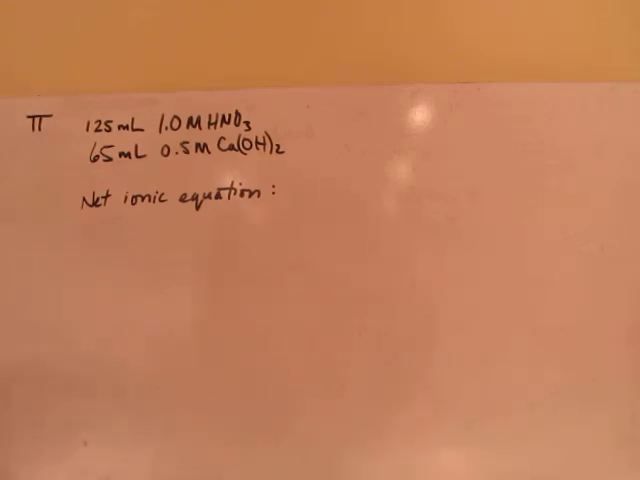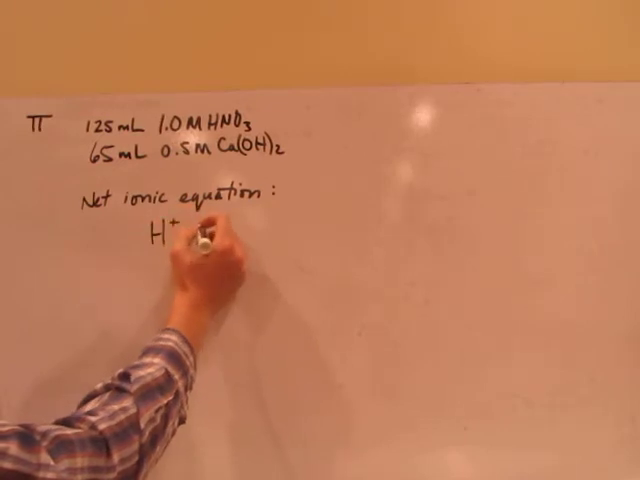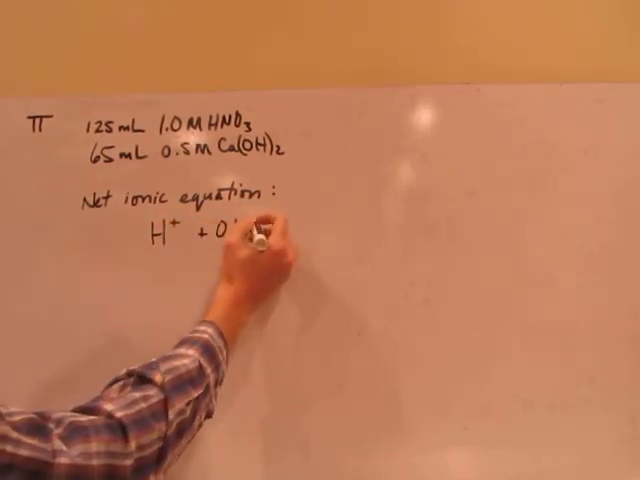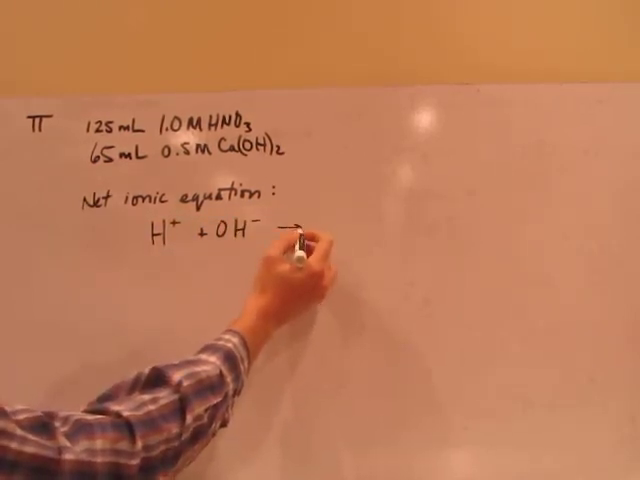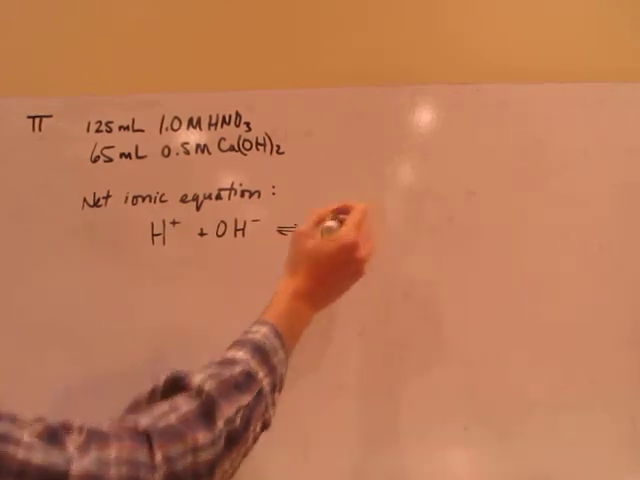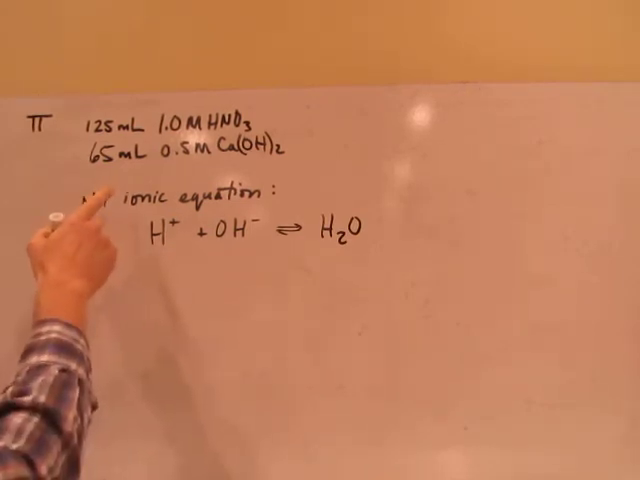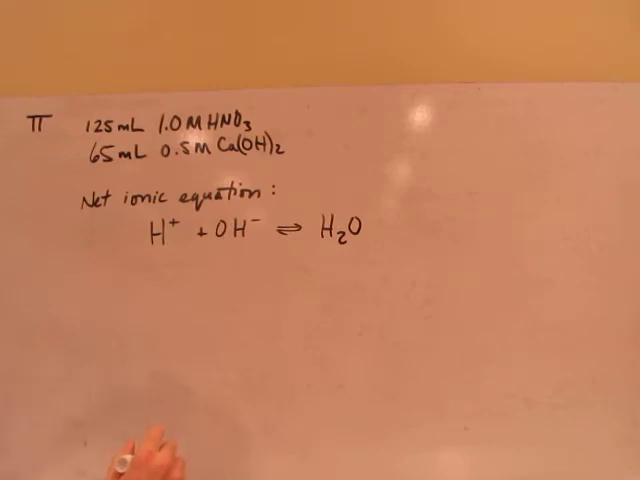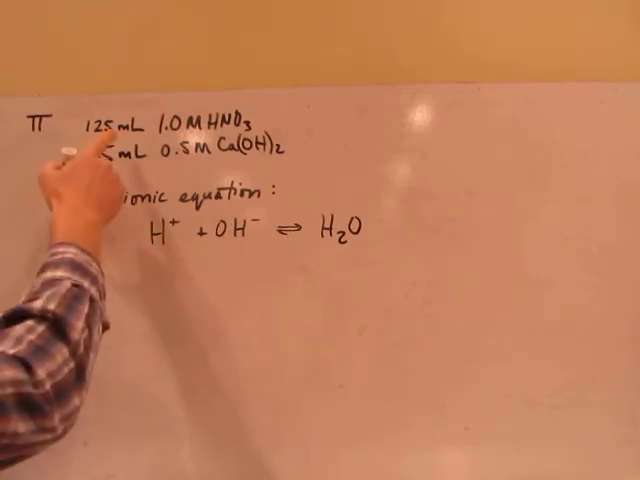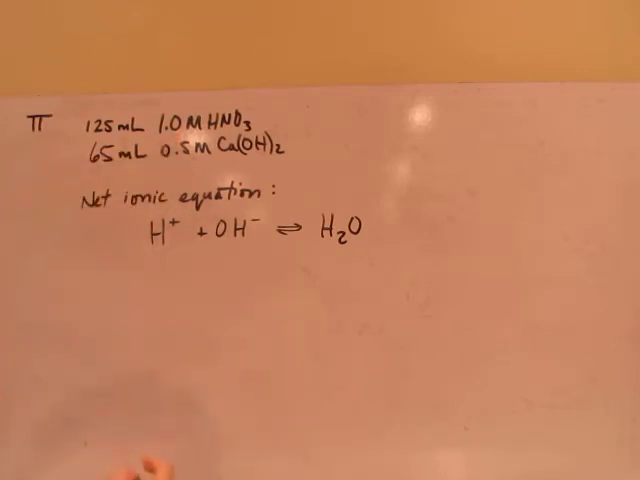So first you write a net ionic equation. I'll write the double arrows just because we're doing that. So that's your net ionic equation. And now we just need to find the limiting reactant. So for 125 milliliters of 1 molar HNO3, we're going to figure out how many moles of H plus we have in that solution.